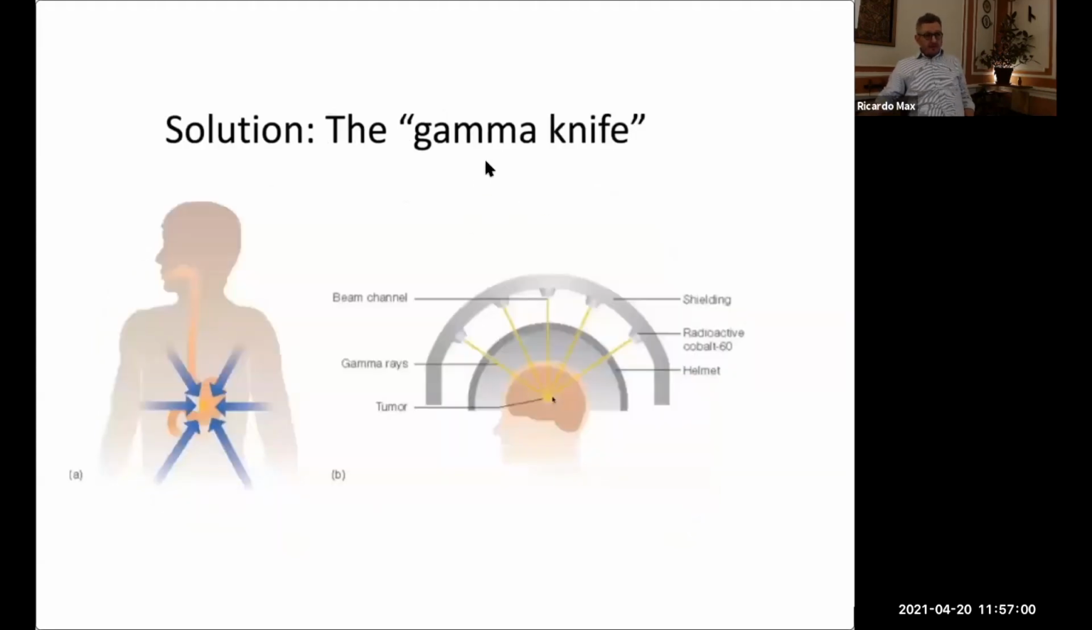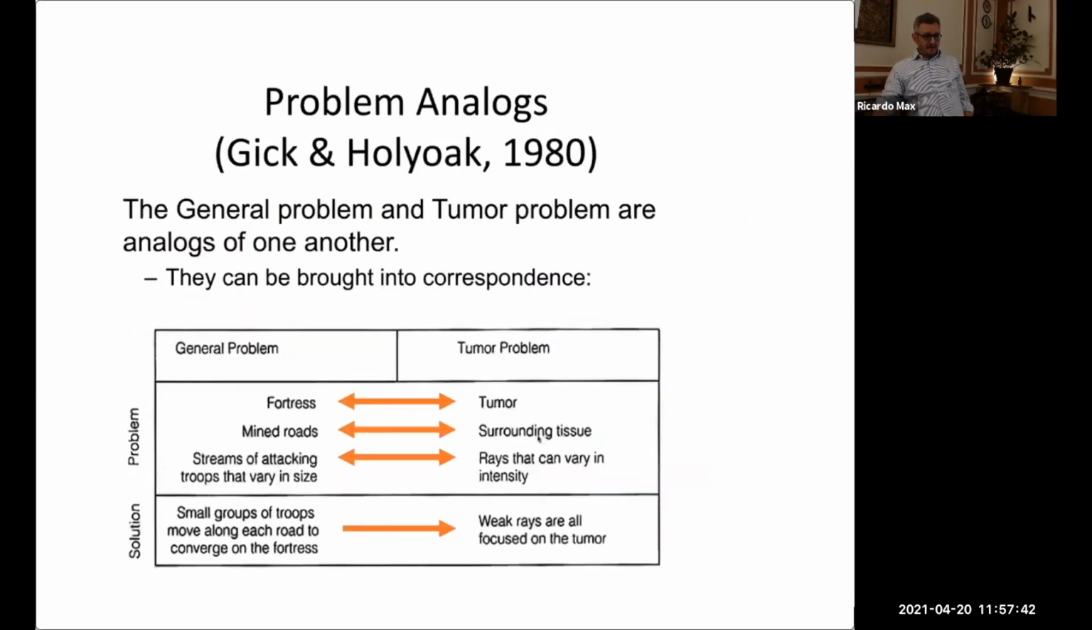That's the same solution for the gamma knife problem: instead of one strong ray directed to the area, and that's the way it's done today, you apply a lot of low intensity convergent rays that meet only at the site of the tumor. So everything on the way is not damaged, all right? As you can understand, it's the same solution. You can see here the problems are the same and the solution is the same.